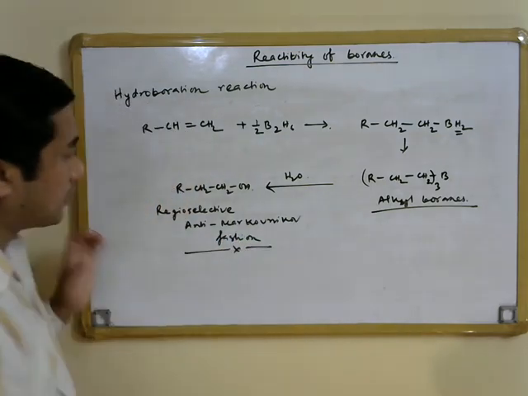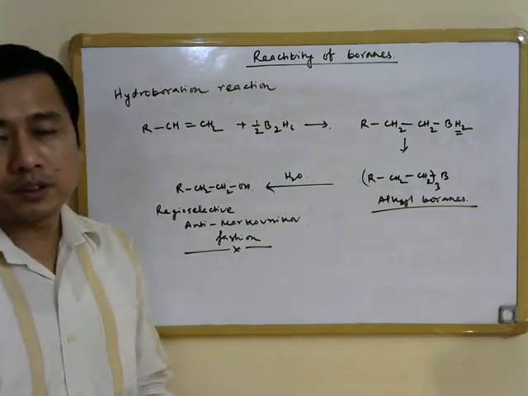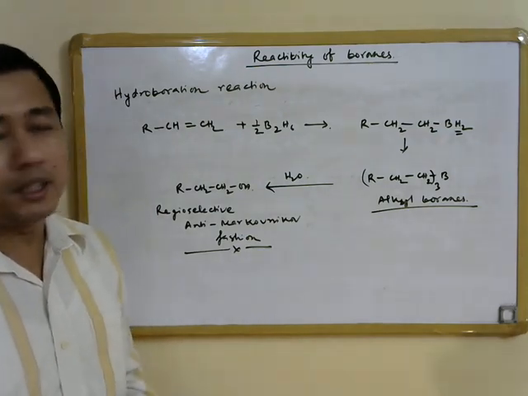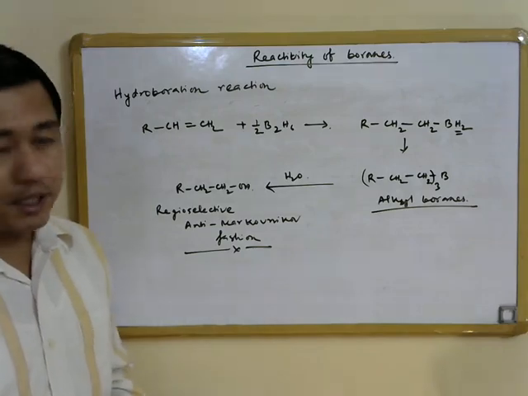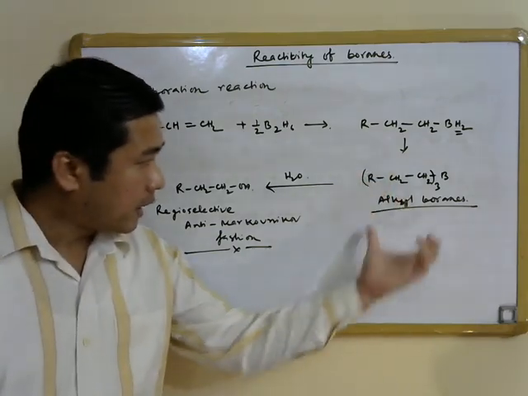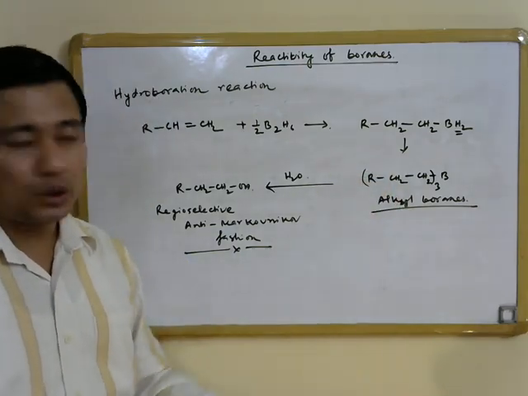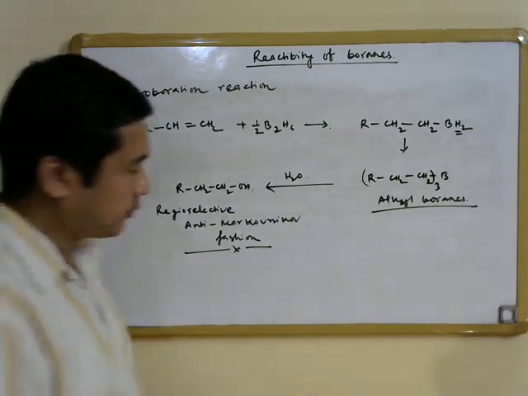So, because of this discovery, H.C. Brown was awarded the Nobel Prize in Chemistry in the year 1979, because again, the alkyl boranes themselves are very important reagents in organic chemistry.